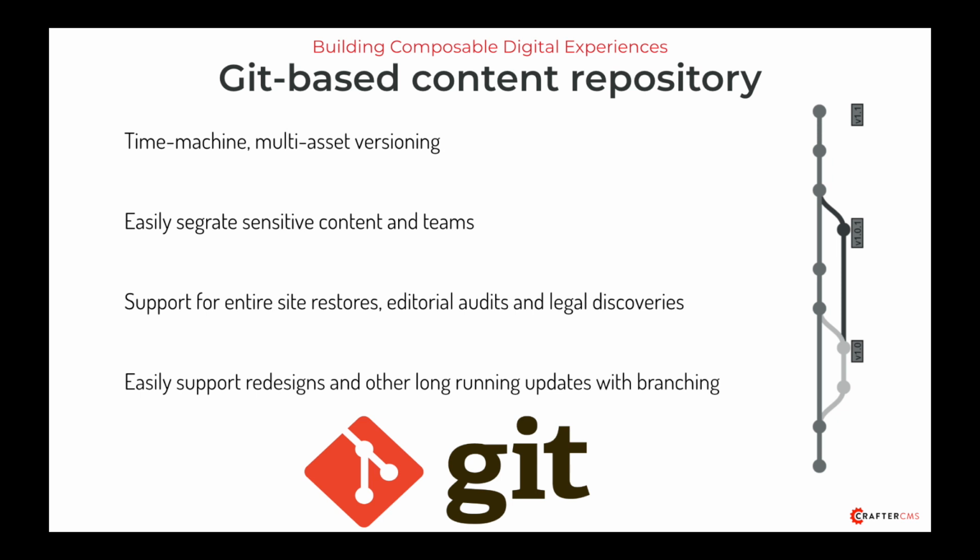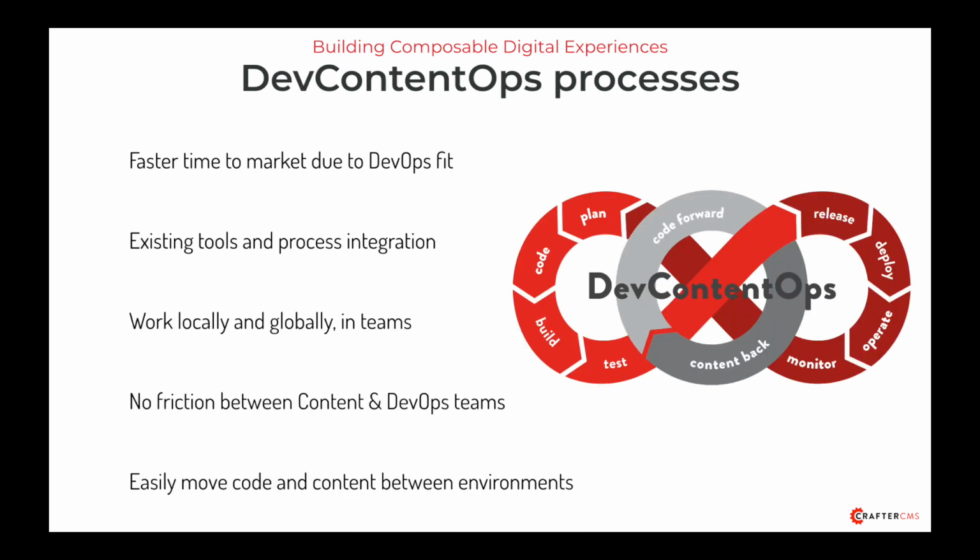So if you have very secure HR content or a product that's in a secret sort of state and you don't want anybody else to see it within your authoring team, you can create these small teams on branches where that content is secure and visible only to that team. Additionally, Crafter supports what we call DevContentOps, which is the bringing together of content operations and DevOps operations. We make it really easy for you to move content from a production environment down to a lower environment to support the composable process and the quality assurance process before going to production.